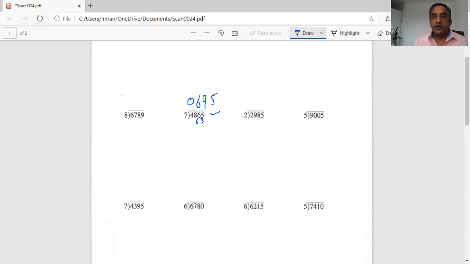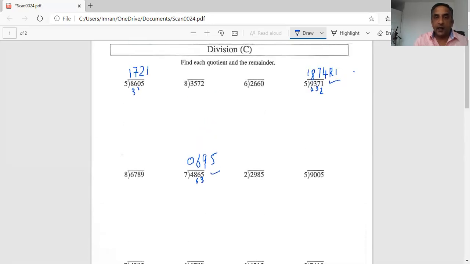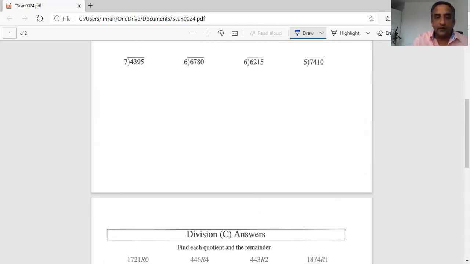So that's it. I have done these 3 questions. I will recommend you, if you can do all of these, we can quickly check our answers as well. The way I'm going to do it, you can do the same way as well. Can you see the first question? The answer is 1721. So let's check the answer for the first one.